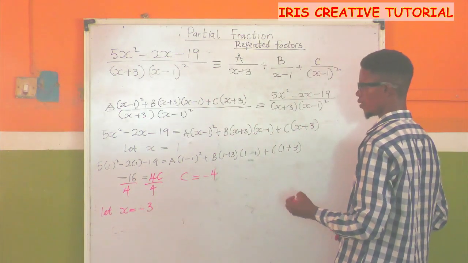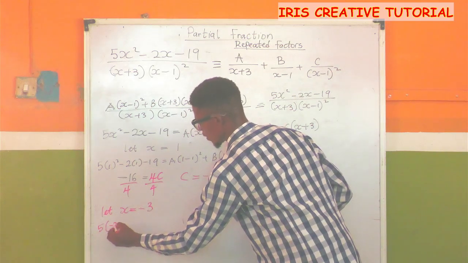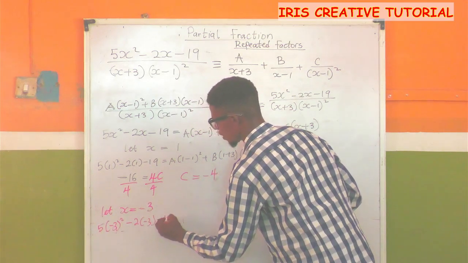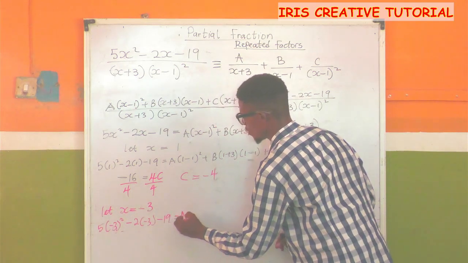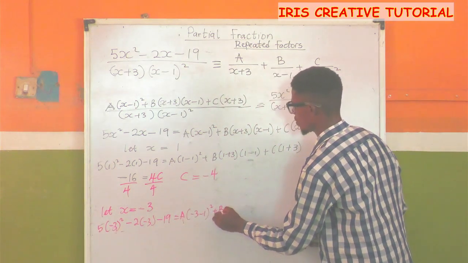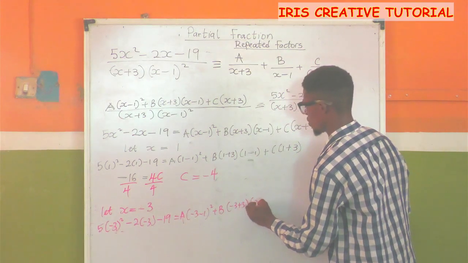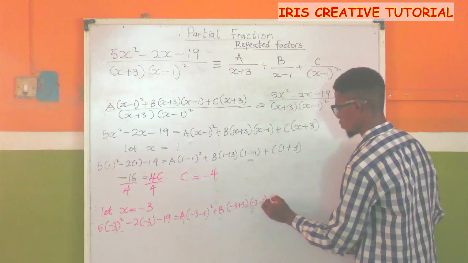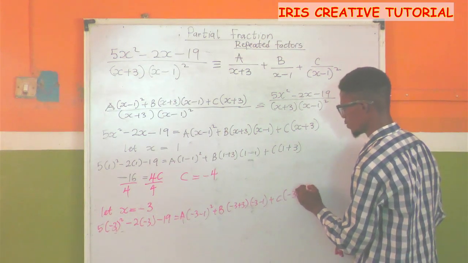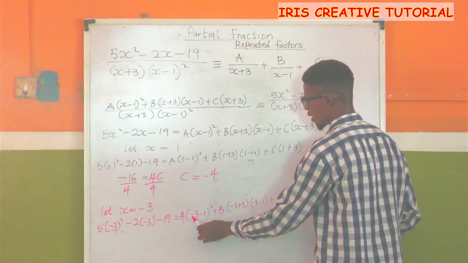I hope you are following me. So let's make x minus 3 now. So we have 5 into minus 3 squared minus 2 into minus 3 minus 19 equals a into minus 3 minus 1 squared plus b into minus 3 plus 3 minus 3 minus 1 plus c into minus 3 plus 3. Now if you look at this expression, c will be removed, b will be removed. We are going to be left with the value for a.